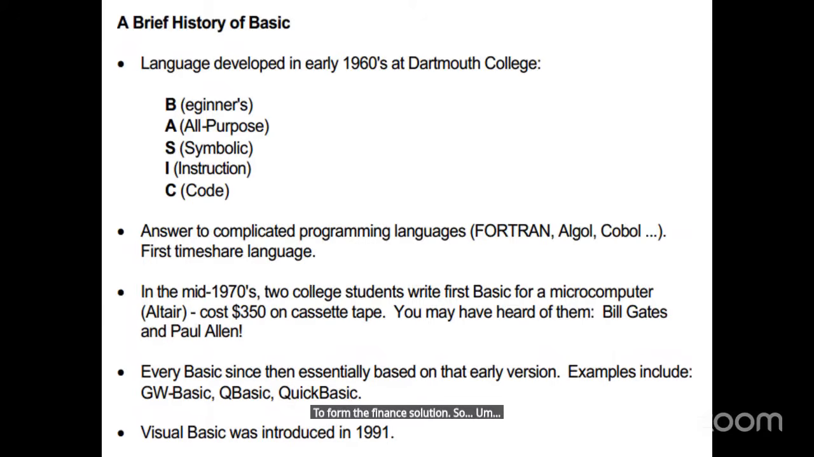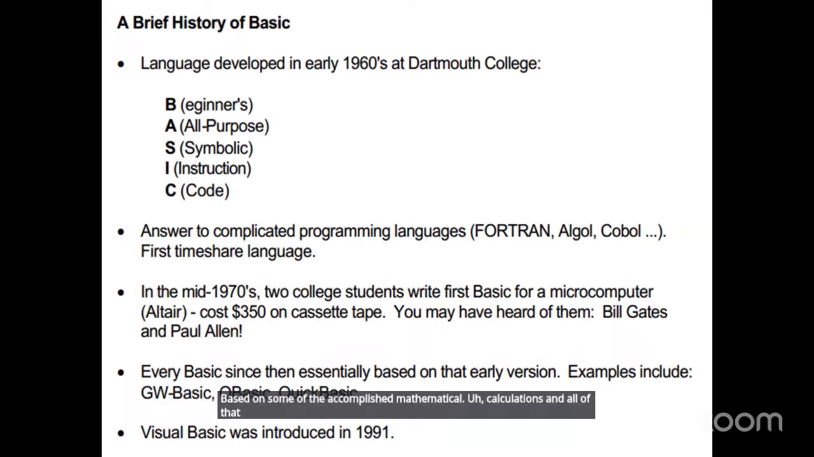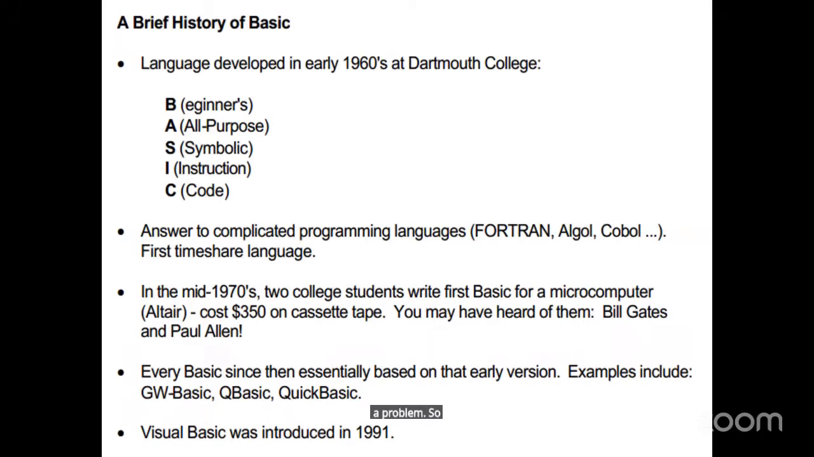The word BASIC is an acronym for Beginner's All-purpose Symbolic Instruction Code. It came as an answer to more complicated languages like Fortran, ALGOL, and COBOL, which are a bit scientific, let me put it that way, because Fortran is Formula Translation. Some of these were built based on complex mathematical calculations, to solve problems. So people were finding it a little bit difficult.